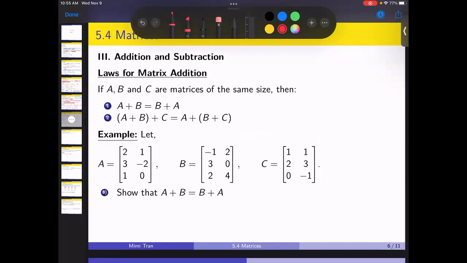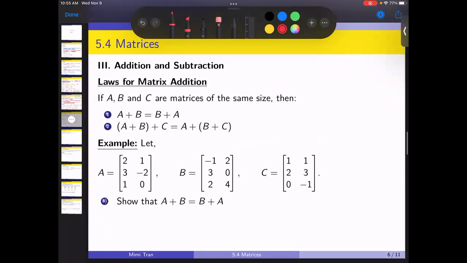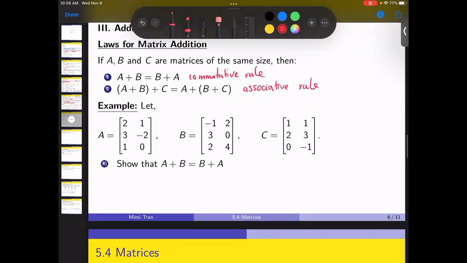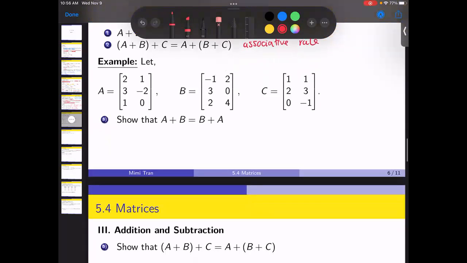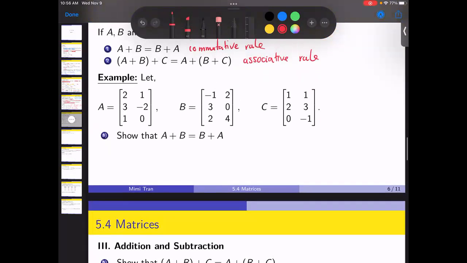All right, laws of addition. Like I said, matrices are commutative. So this is the commutative law. And then the second one is called the associative rule. Why don't you do number one? I'll do number two with you, but I want you to try number one. I want you to show that A plus B is the same thing as B plus A, using matrices, of course.